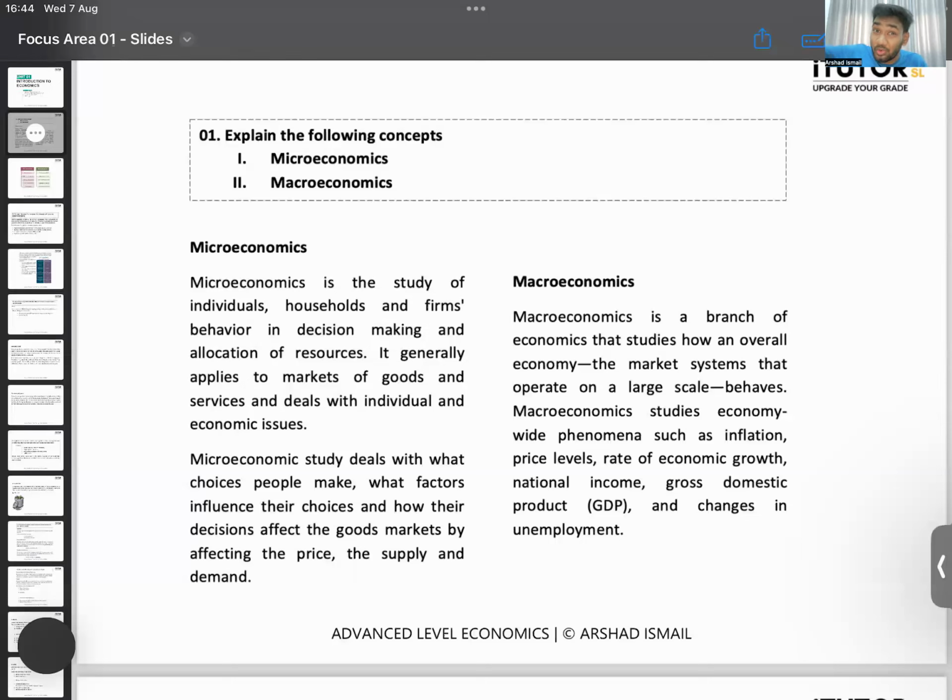Then what is macroeconomics? Macroeconomics is where we study the entire economy, not a small part. Macro is where we talk about the overall economy. So micro is the study of individuals, households, and firms, only a small part. Macroeconomics studies the overall economy.